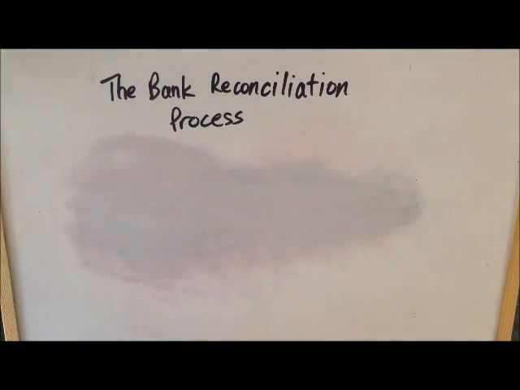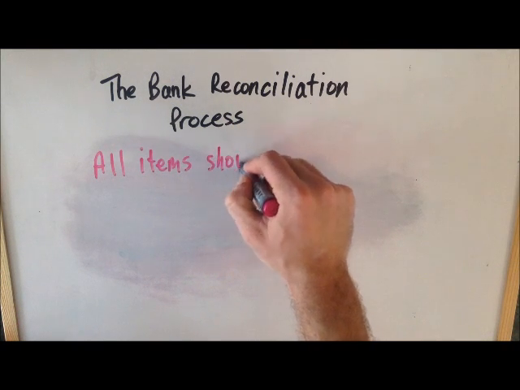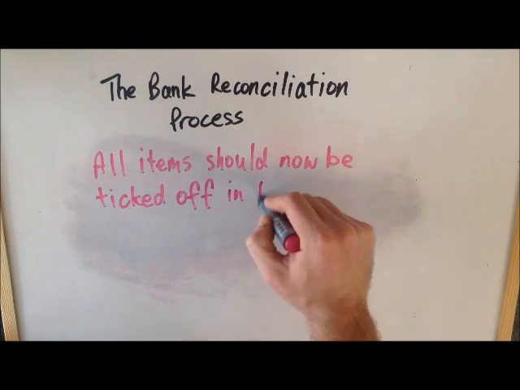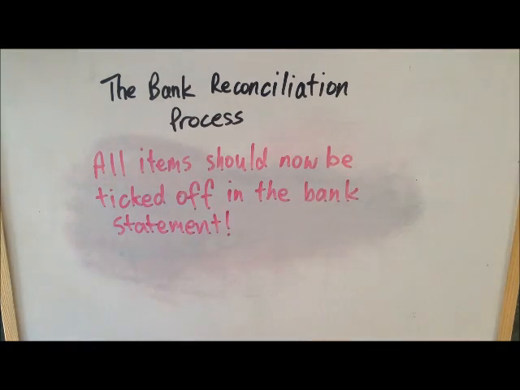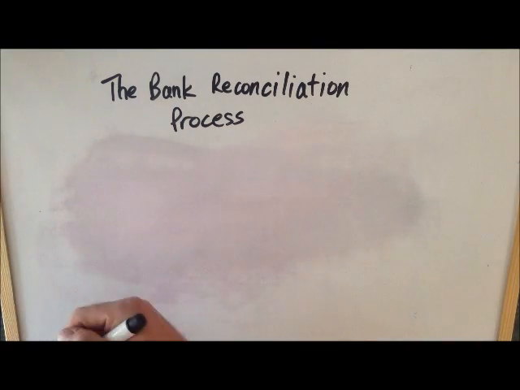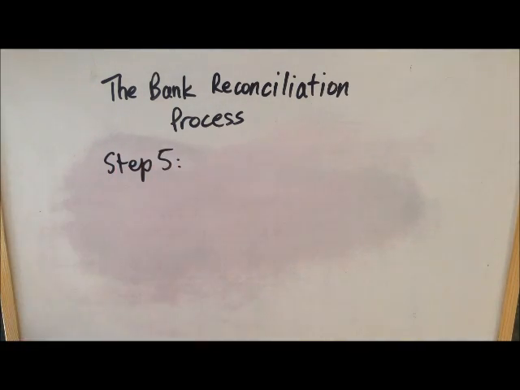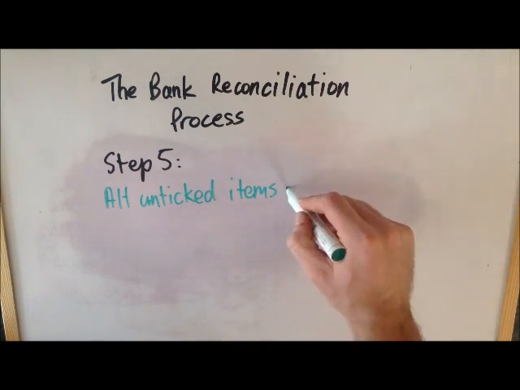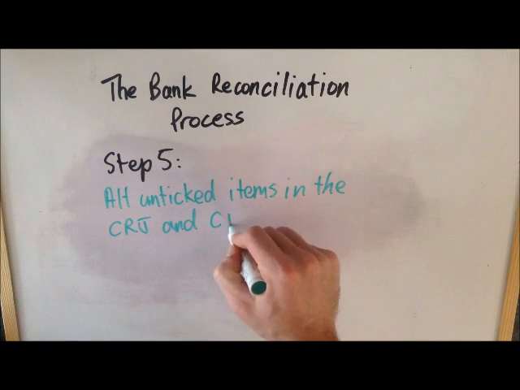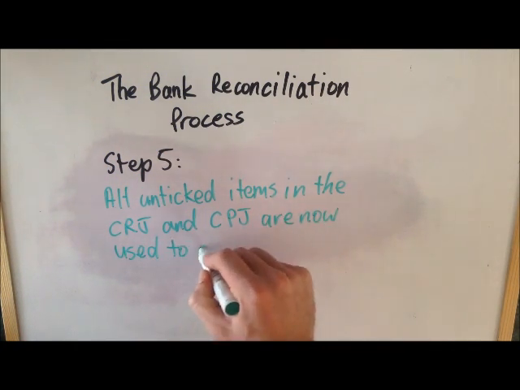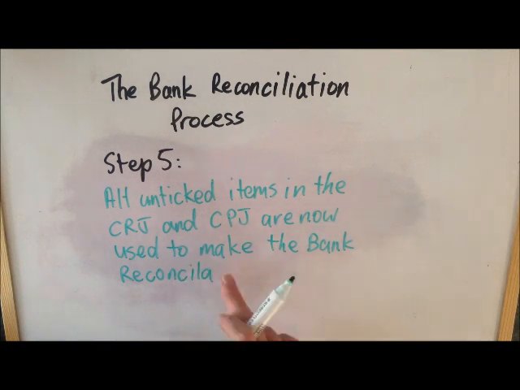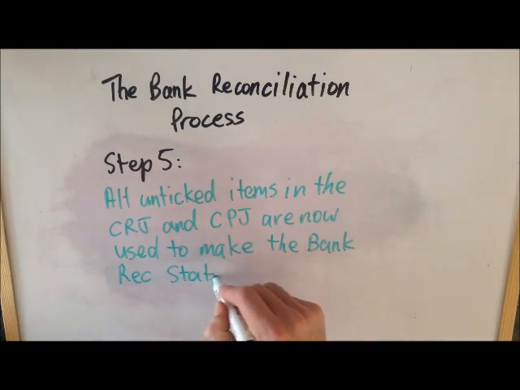And then step five, at this stage, all items now should be ticked off in the bank statement, which then gives us the ability to do step five, which is all the unticked items that are in the cash receipts and cash payments journal are then used to prepare the bank rec statement.